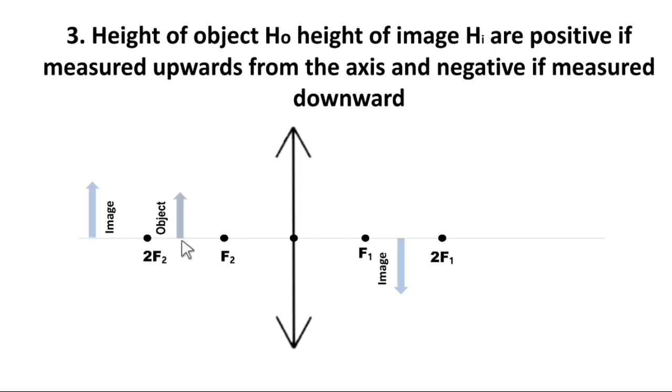If object height is measured upward from the axis, this is the axis, then it is positive. If image height is measured downward from the axis, it should be negative. If image height is measured upward from the axis, that is the principal axis, then it should be positive.